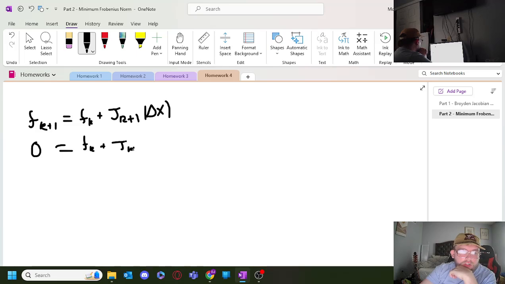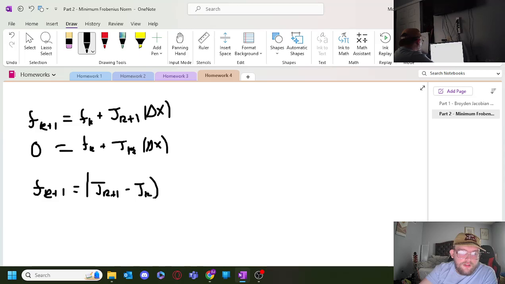J sub k, delta x. Just like we did before, we have another system of equations here. Now we subtract this from this, so we get f sub k plus 1 is equal to f sub k minus f sub k, which is 0. So we get the j sub k plus 1 minus the j sub k multiplied by the change in x.